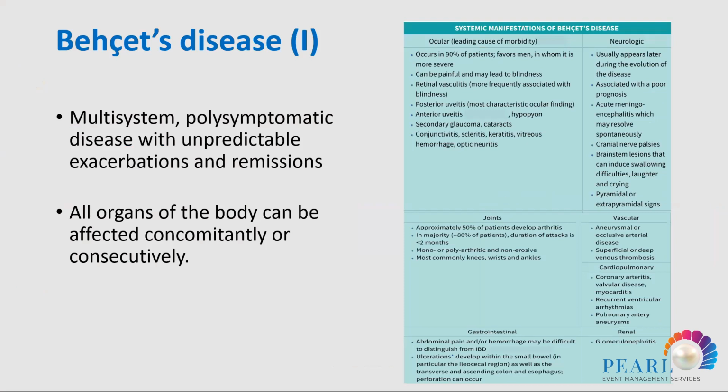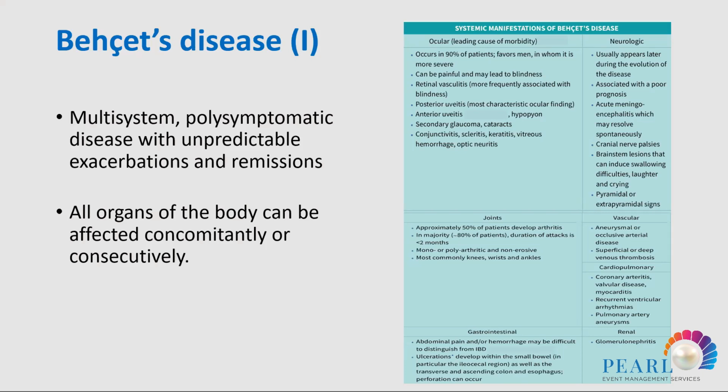Moving on to Behçet's disease, which is a polysymptomatic disease with unpredictable exacerbation and remission. Patients usually do present with a recurrent history of genital and oral ulcers. We should not forget that sometimes they may have ocular manifestations, which are the main cause of morbidity. The most common finding may actually include posterior uveitis. Also, patients may have anterior uveitis, not to forget the retinal vasculitis. And in most cases, it's actually painful and it may also lead to blindness.